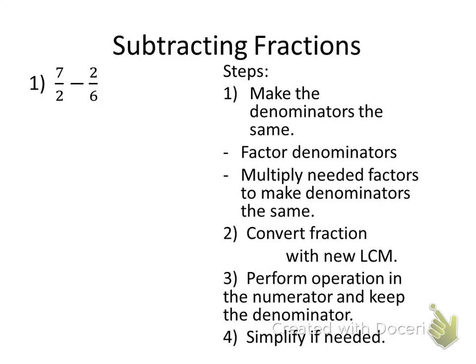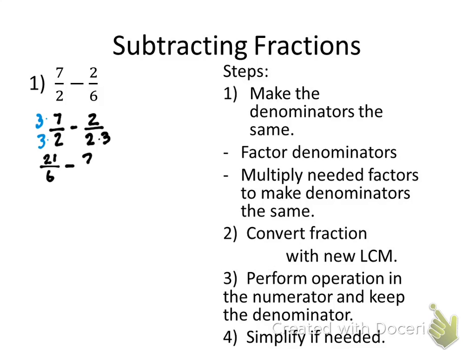Number 1. 7/2 minus 2/6. Again, just like the last problem, this is going to have 7/2 minus 2 over 2 times 3. We know that 2 times 3 is different than just 2, so we multiply the 2 by the 3 and the 7 by 3. And when we do that, we get 3 times 7 is 21, 3 times 2 is 6.